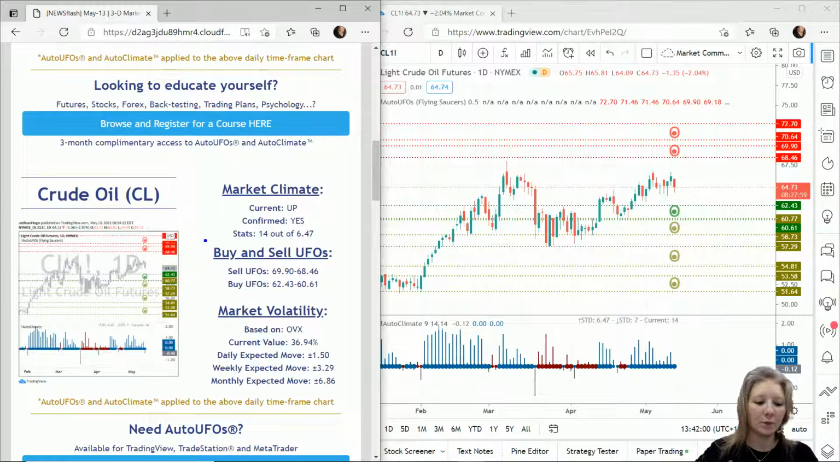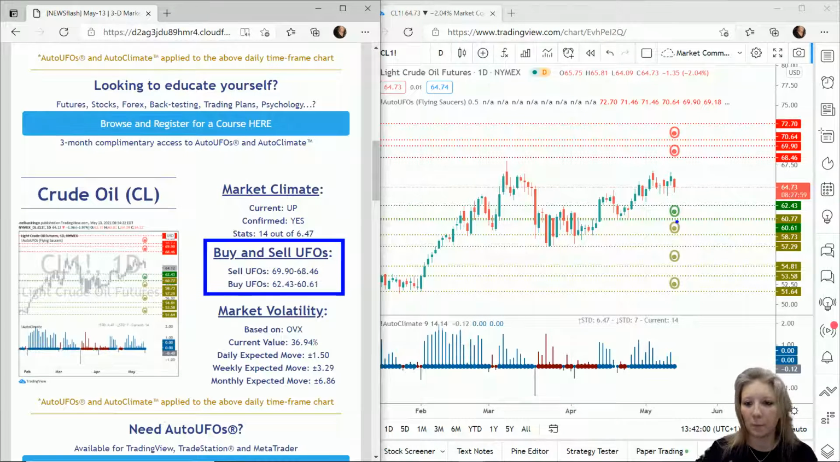Now, when it comes to buy and sell UFOs, we have buy orders here at 62.43 to 60.61, and sell orders here at 69.20 to 68.46. So that's where we have our stacks of buy and sell orders. Again, we're in the middle there, not really close enough to either one of them for them to make a huge impact today, most likely. Overall, probability to the upside, although not very much, considering we've gone past what is usual by quite a bit.